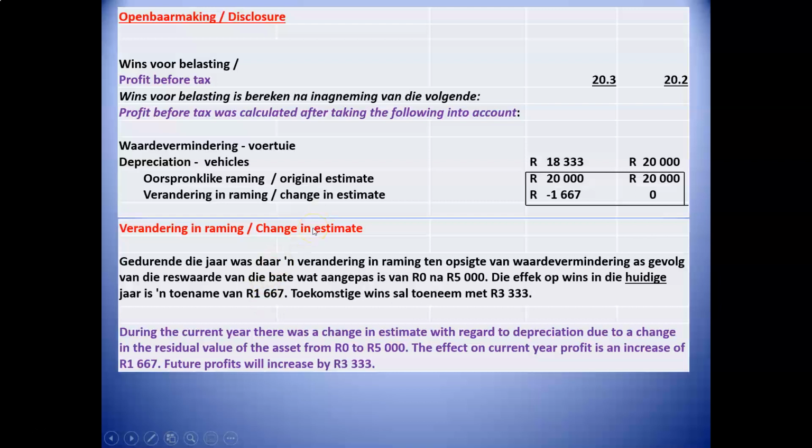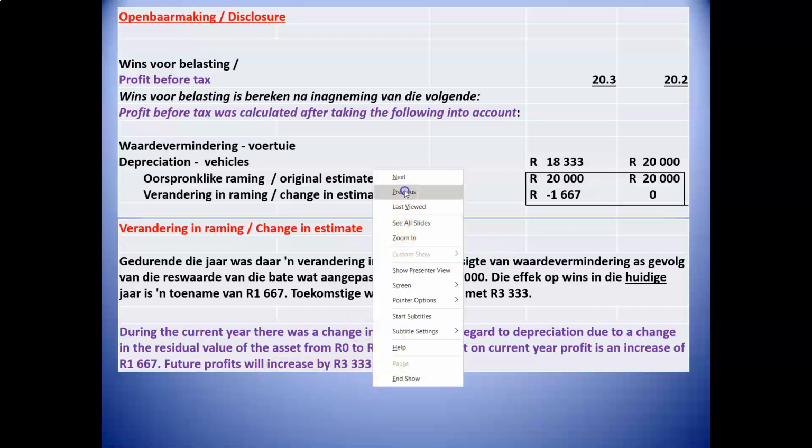Then you also have to tell the reader of the financial statements what the change in estimate was all about. We say, well, during the current financial year, there was a change in estimate with regard to depreciation due to a change in the residual value of the asset from 0 to 5,000 Rand. The effect on the current year profit is an increase. Depreciation was reduced, so my profits have increased with 1667, and future profits will increase by 333.